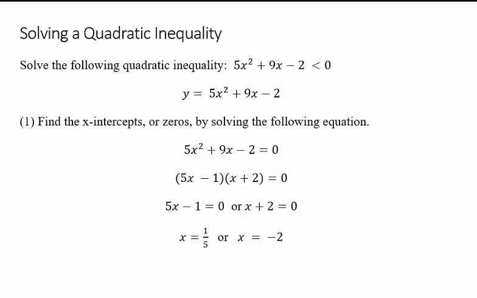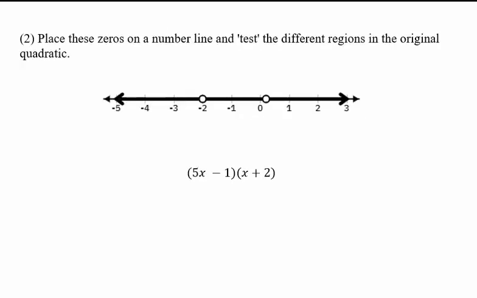1 times x plus 2 equals 0, and then set each factor equal to 0 and solve. And so the x-intercepts of this quadratic function are at x equals 1/5 and x equals -2. Next, locate those zeros on a number line, which splits this graph into 3 regions.